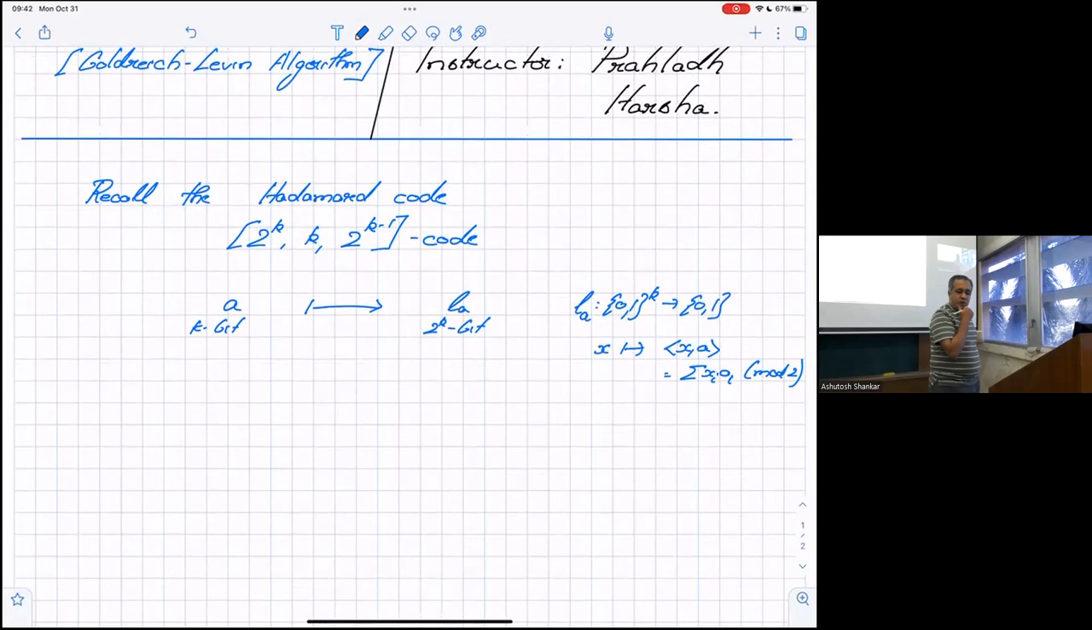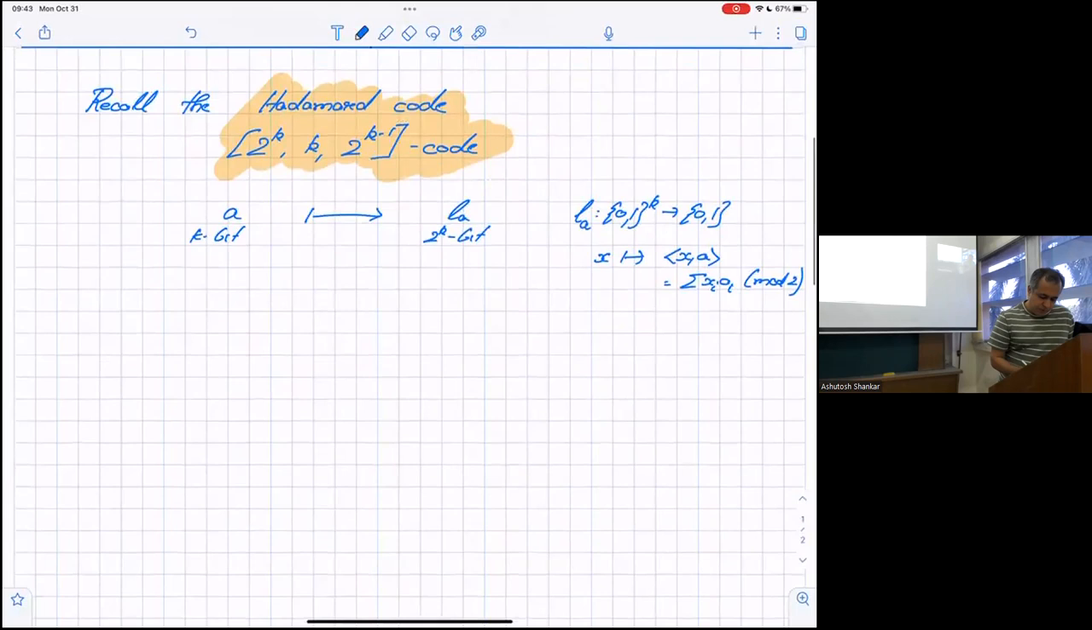And we've seen that this code is excellent in terms of distance. It has distance half. It's pathetic in terms of rate. It has inverse exponential rate, k by 2^k. But let's go ahead and ask what about the decoding and encoding properties of this code.